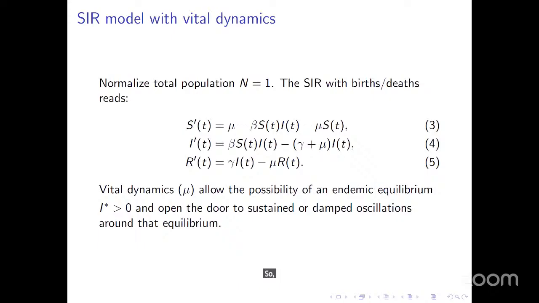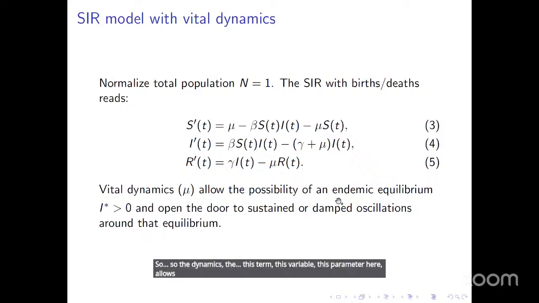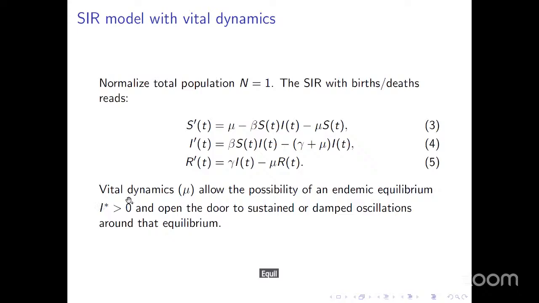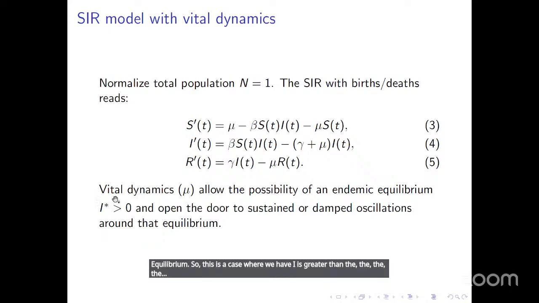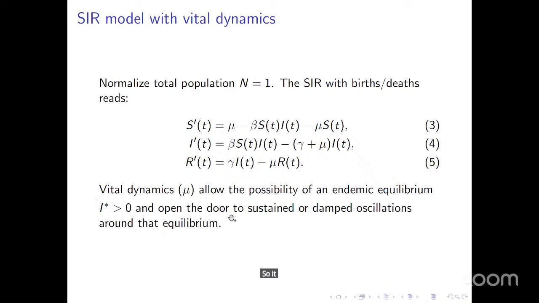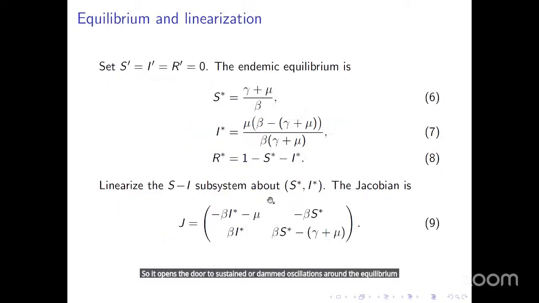So consider the following SIR model that we know, normalized with N equals 1. So we'll have it in this form. The dynamics, this parameter here, allows the possibility of an endemic equilibrium. So this is a case where we have I at the equilibrium point greater than 0. So it opens the door to sustained or damped oscillations around the equilibrium point.